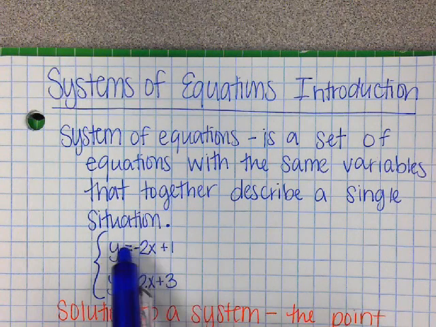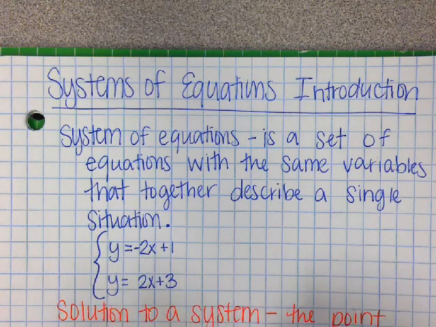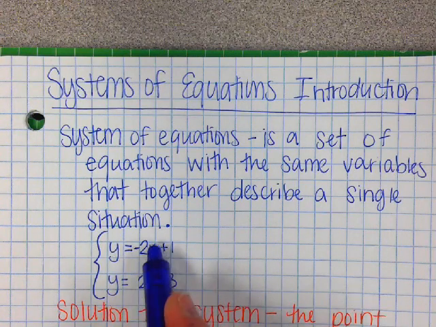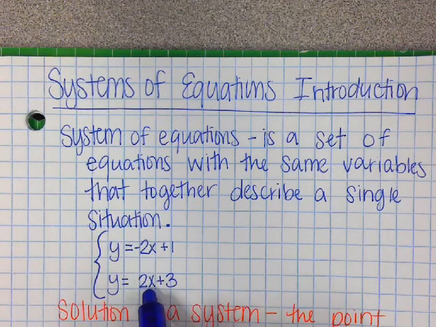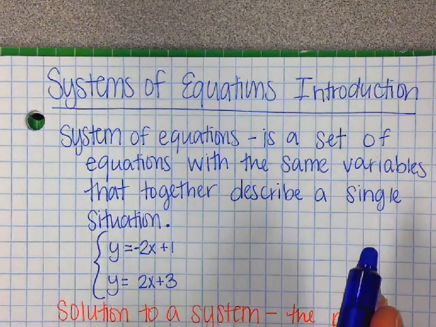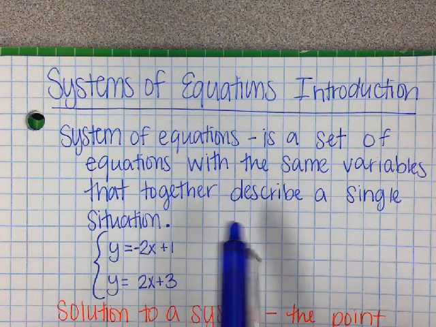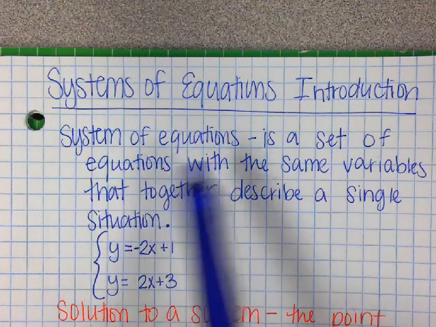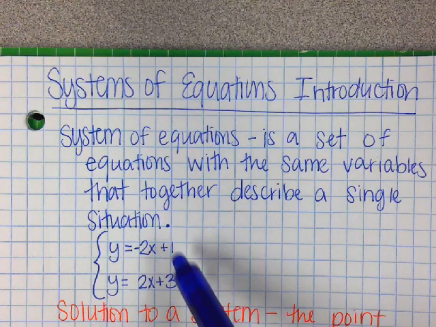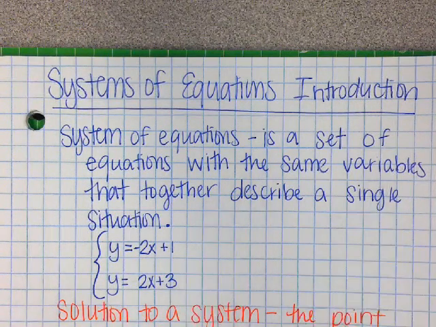In most cases that we see in Algebra 1, you just look at two equations at the same time, but you can have more. It's just a set of equations. It doesn't have to be one, it's anything more than one. So you're looking at more than one equation.